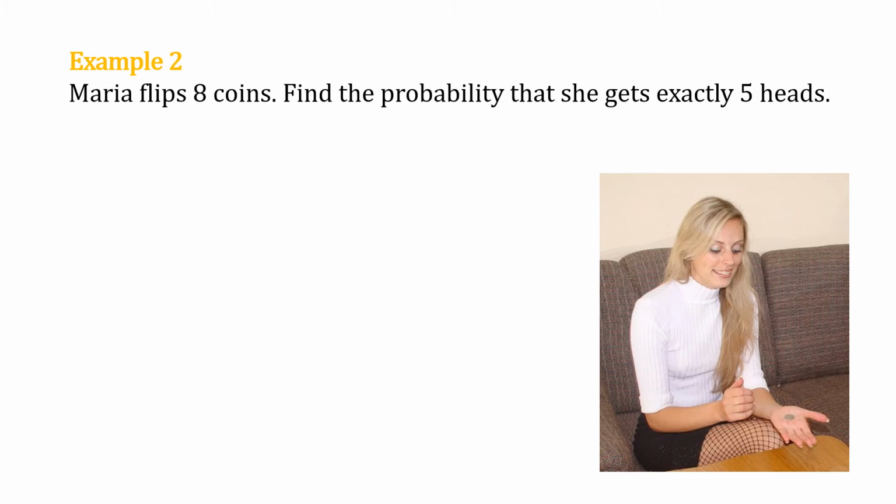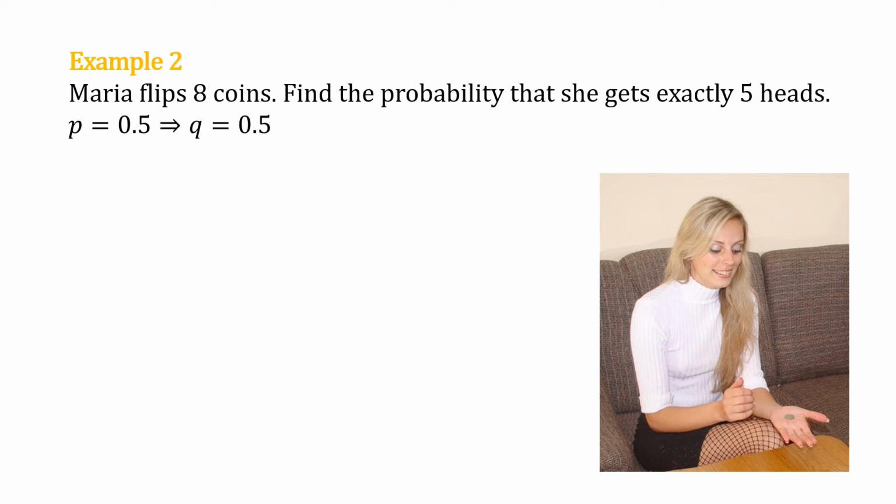Example 2. Maria is going to flip 8 coins. Well, let's assume she's flipping that 1 coin 8 times. Find the probability that she gets exactly 5 heads. So we want to find out how many times she is going to get the head come up 5 times. Note it says exactly 5. So we know what the probability of a head is going to be, and we know what the probability of not a head, or a tail, is going to be. Both of those are just a half, 0.5.